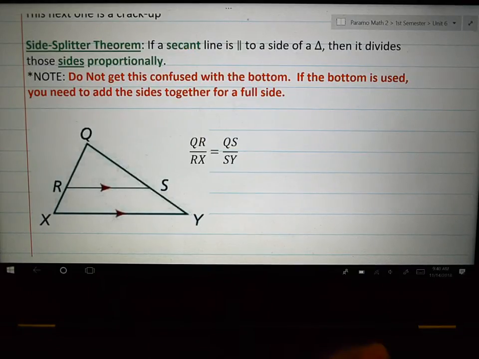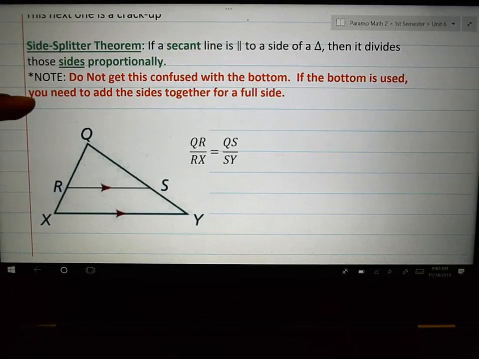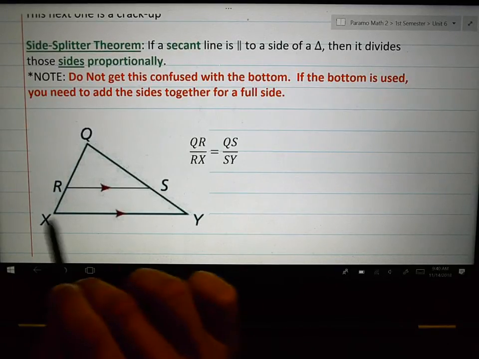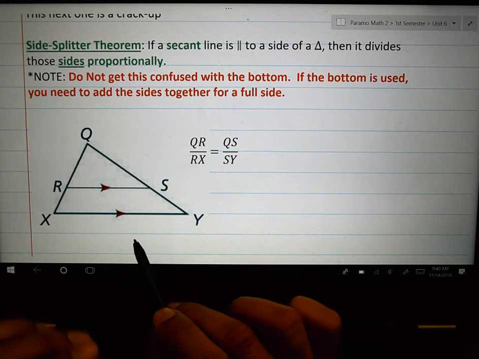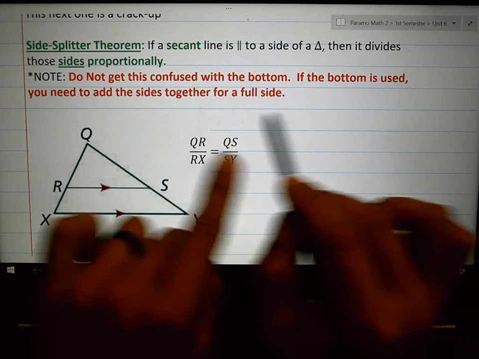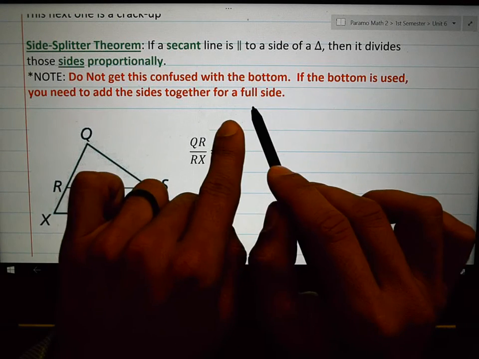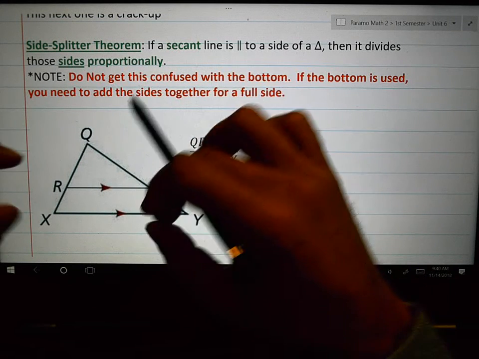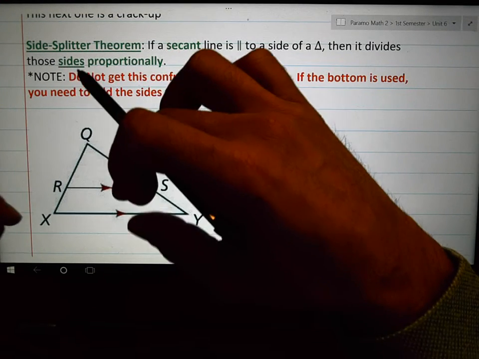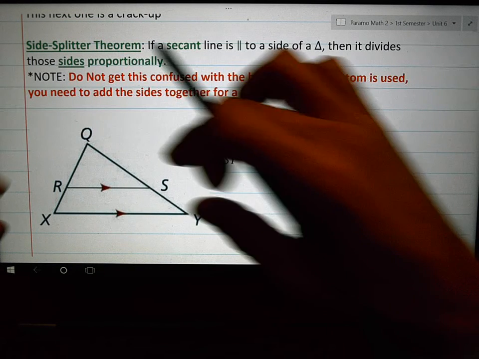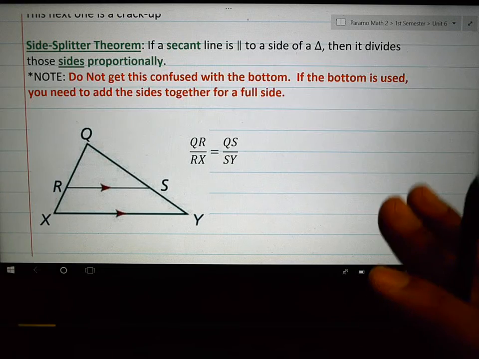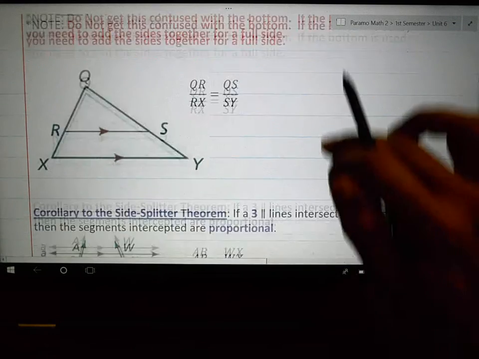And I have to say that because so many students get this confused with what we did before. What we did before is if we deal with anything that deals with the bottom, the RS and the XY, then we would have to add the sides together to get to a full side. But if this is parallel to that, we can do this side over this side equals this side over this side. We can do those proportions. Keep that in mind. Sides are different than the bottom. I need to say that.